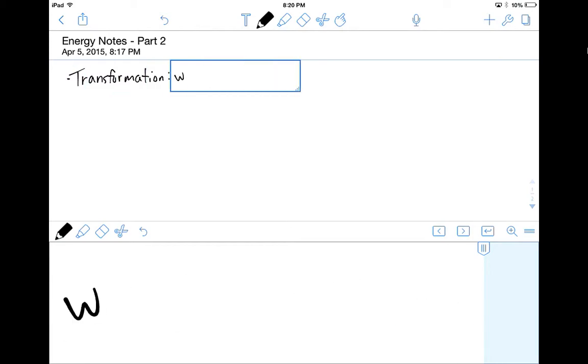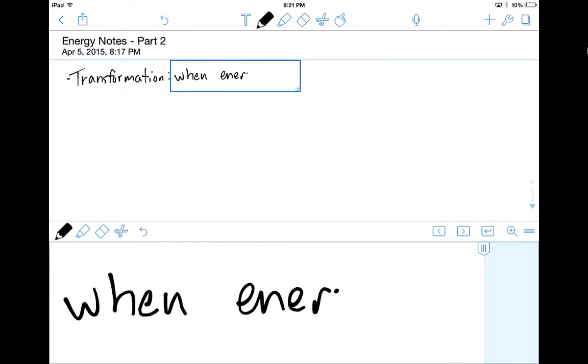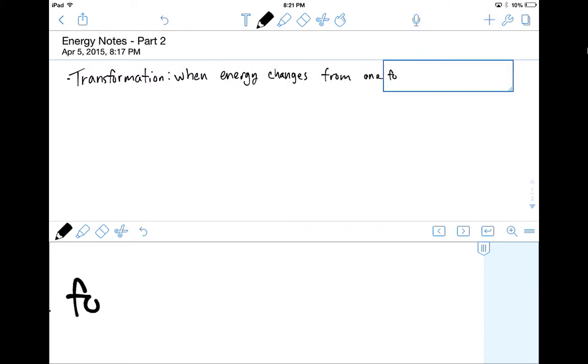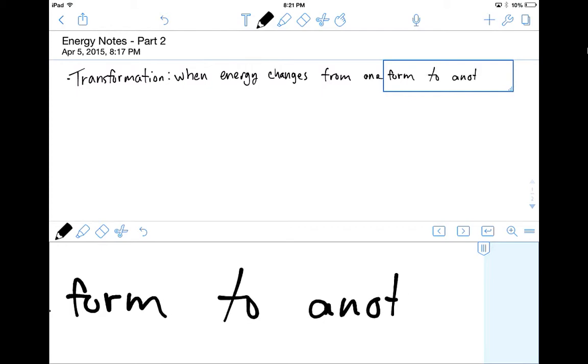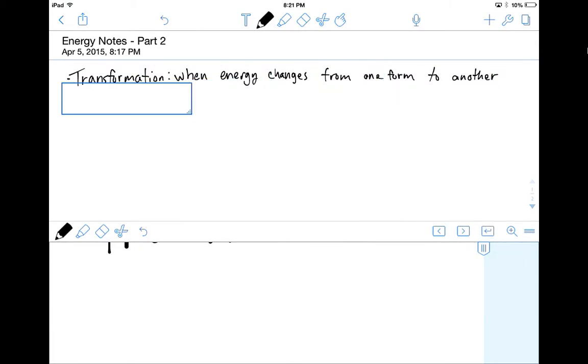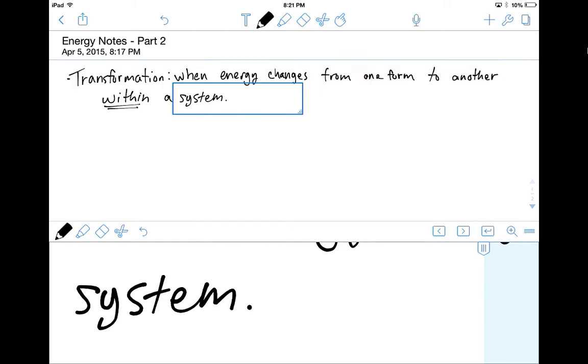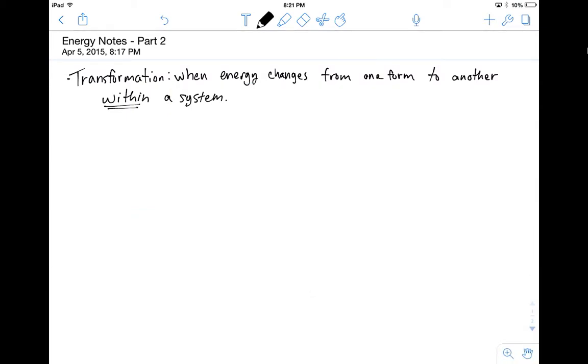Okay, so here's what transformation is. Remember that this is when energy changes from one form to another within a system. Okay? So remember, that means that no energy is gained or lost. All the energy stays within the system. It just changes from one to another. So this would be something like changing potential or gravitational potential into kinetic, or even kinetic into thermal.